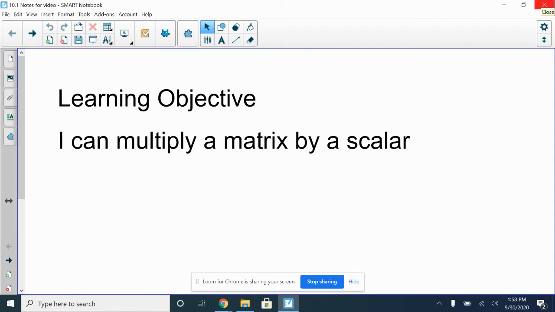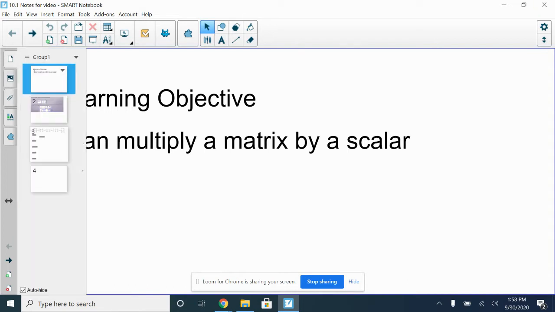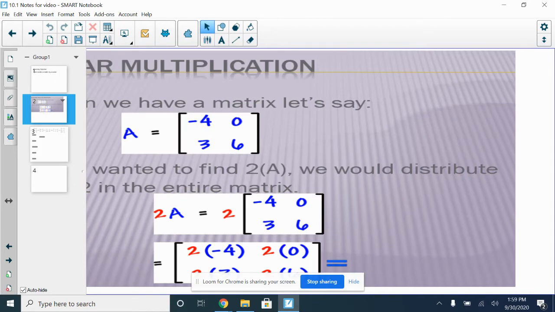Up until now, on Monday, we talked about what matrices were, a rectangular array used to organize data, and we talked about how to find their dimensions. On Tuesday, we talked about how to actually take that information and turn it into a matrix. And then yesterday, we talked about adding and subtracting matrices. Today, we're going to talk about multiplying a matrix by a scalar. So let's go ahead and look at that.